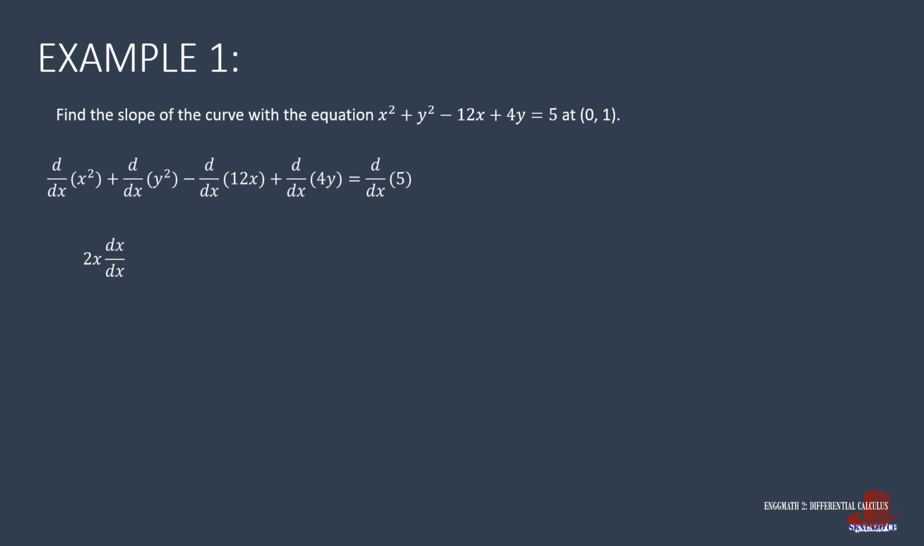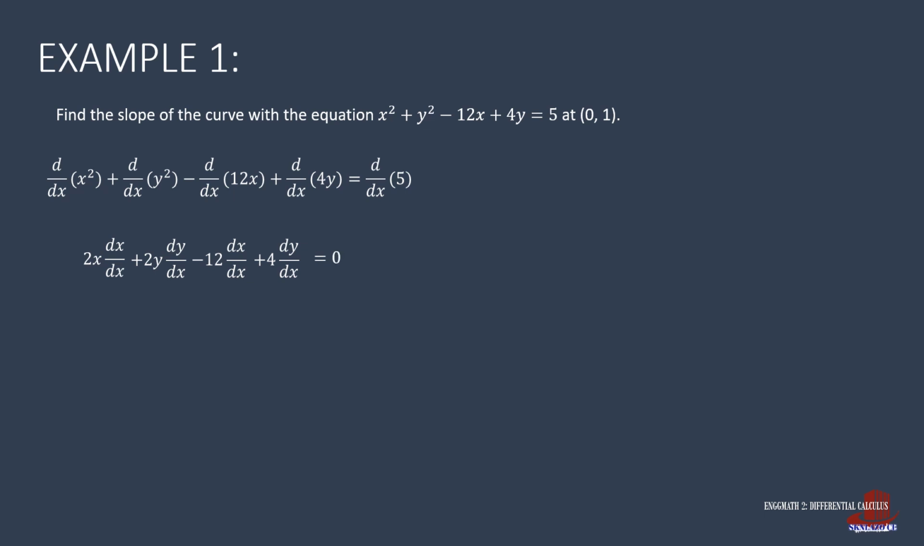The second term, the derivative of y squared, is simplified as 2y dy over dx. The third term is differentiated as negative 12 times dx over dx. Then the derivative of 4y is 4 times dy over dx. On the right side of the equation, we can differentiate 5 as 0.